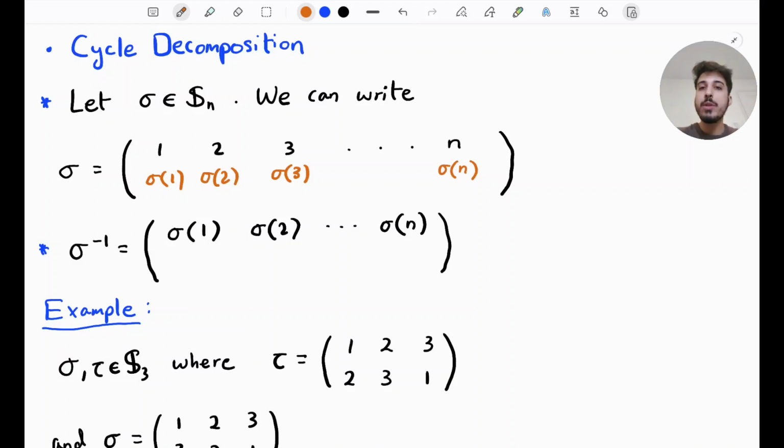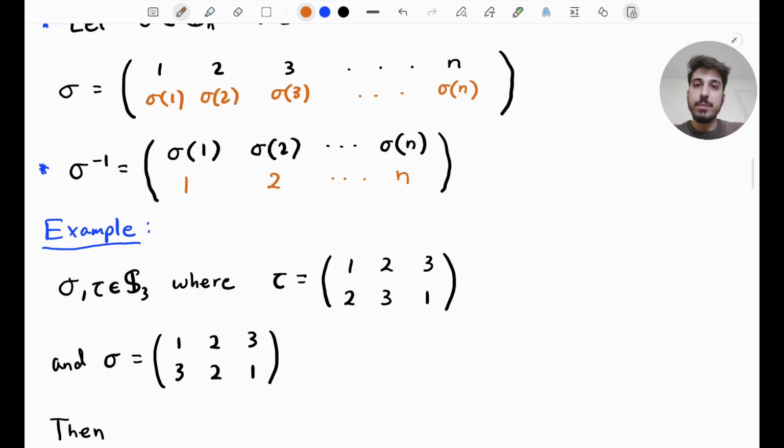Now, what about the inverse of sigma? The inverse of sigma is the map that sends the images of sigma back to the original element. So it sends sigma of 1 back to 1, and sigma of 2 back to 2, sigma of n back to n. Let us look into an example now to make all this notion very clear.